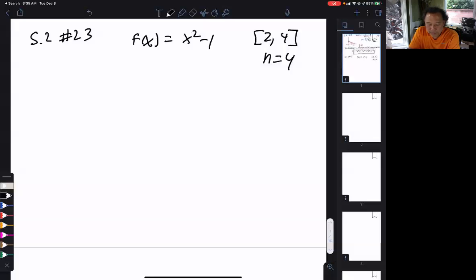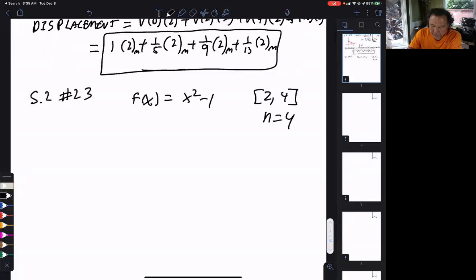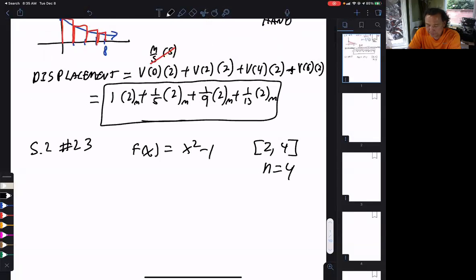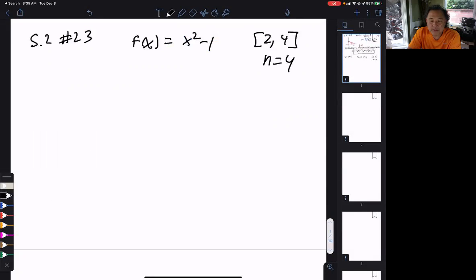So this is 5.2, number 23. They actually want a left hand and right hand. I'm just going to do the right hand Riemann on this. If you want to see a left hand, you can look at number 13. You watch that video to see the left hand. But the first thing they want to do is to graph this function.